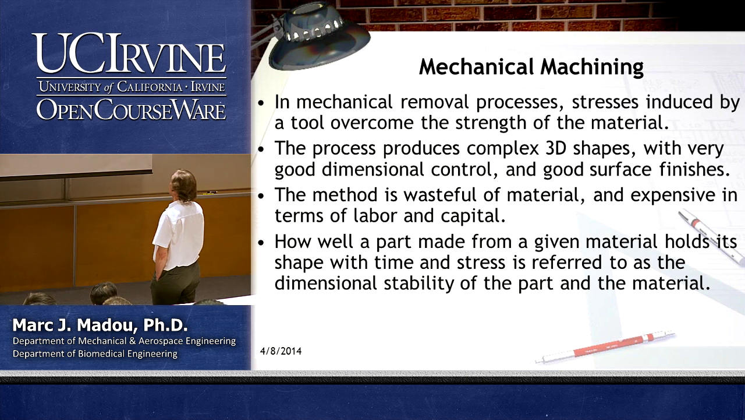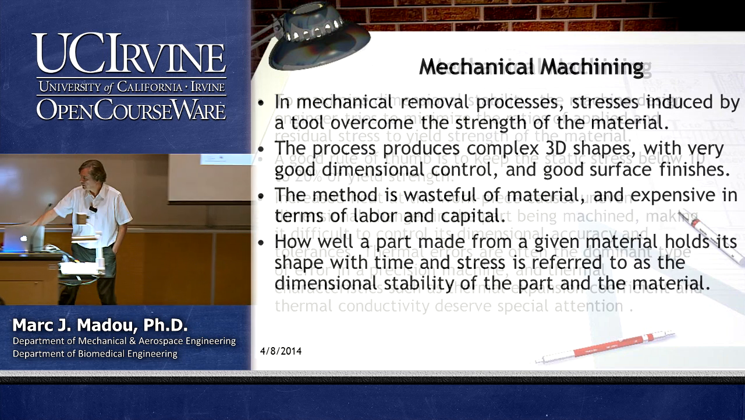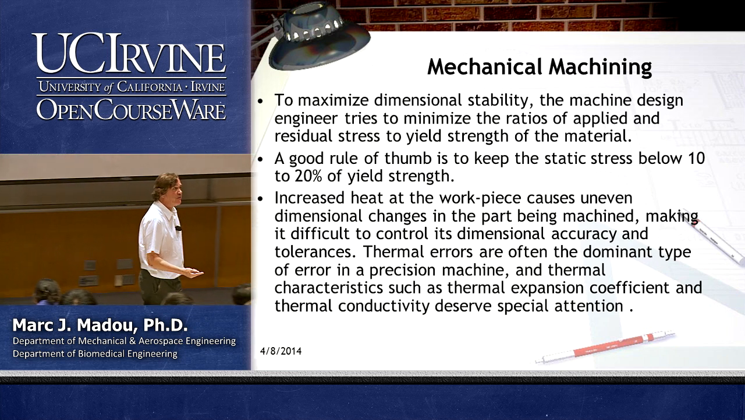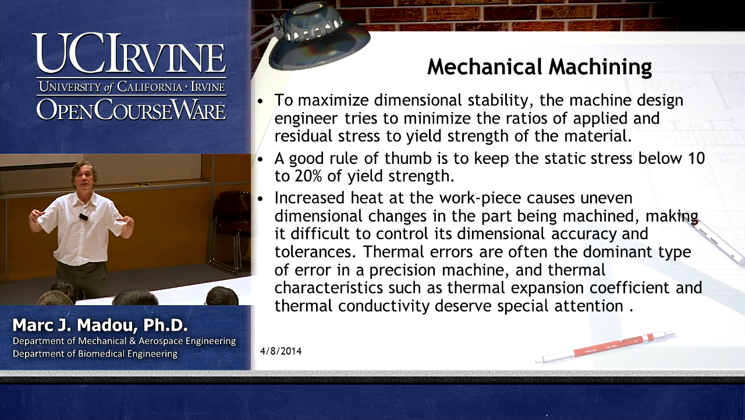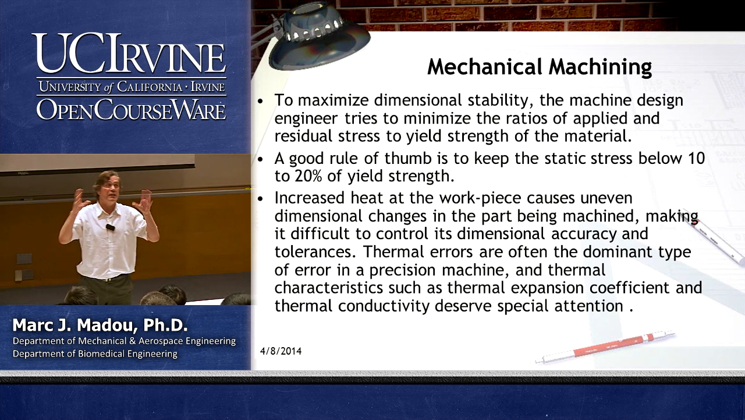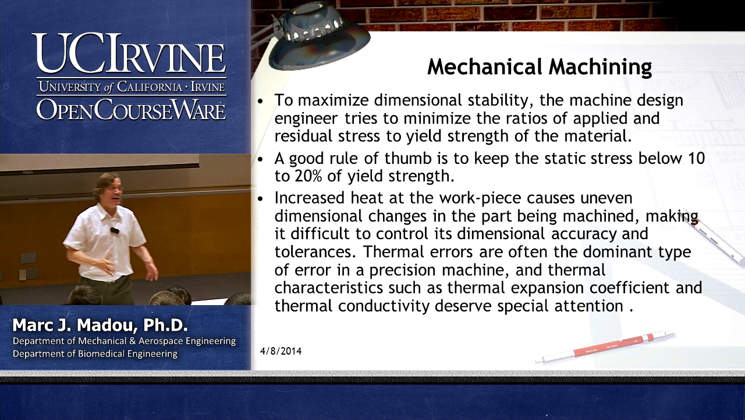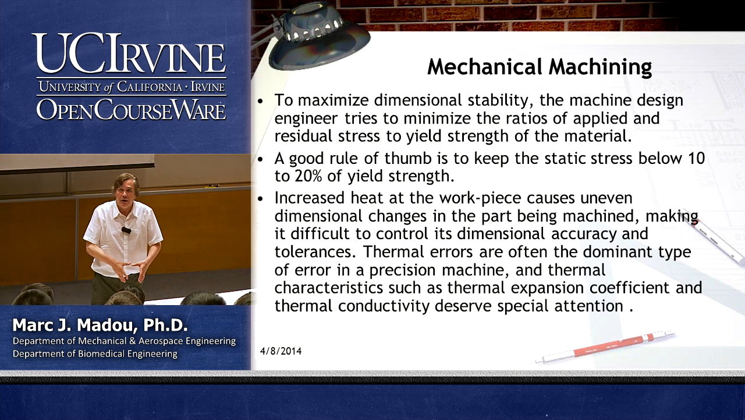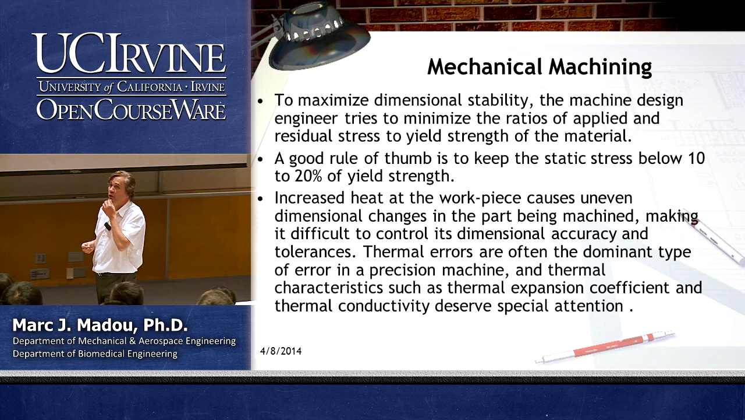How well a part made from a given material holds its shape with time and stress is referred to as the dimensional stability of the part and the material. And this is one of the reasons why you do machining. You have to be careful that, for example, your drill doesn't run too hot, because you might actually create something that is called a heat-affected zone. I'm already announcing this word now. It will come back many times. HAZ, heat-affected zone, is a very bad thing to have in manufacturing, because the material gets so hot that it actually changes properties. And methods that avoid the heat-affected zone are often preferred.